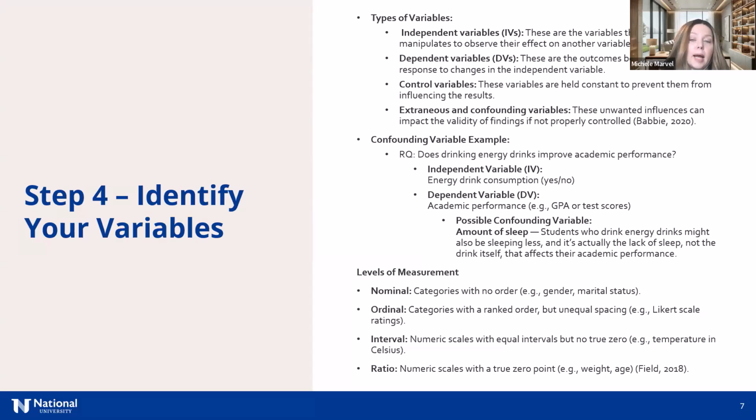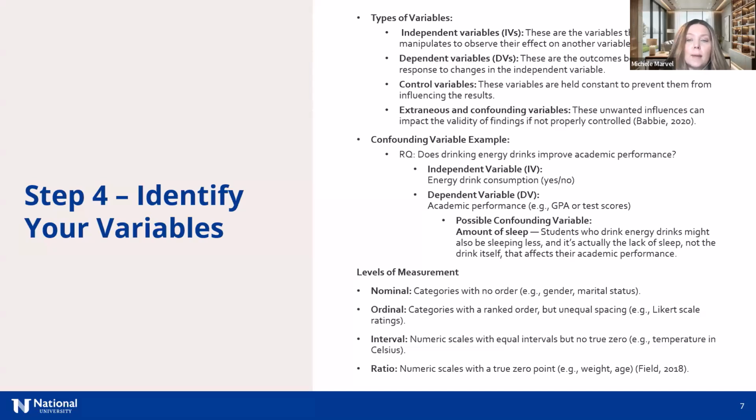And then you might have extraneous or confounding variables. These are the wild cards, the variables that aren't necessarily of primary interest, but can still influence your results if they're not accounted for. Confounding variables in particular can make it look like there's an effect when there really isn't, or they can hide a real effect that's occurring.